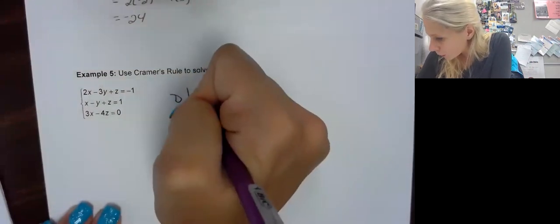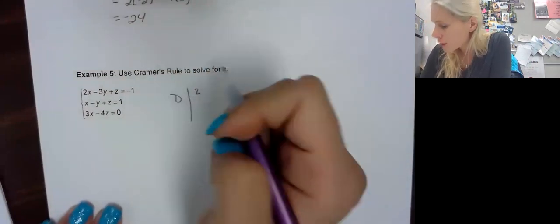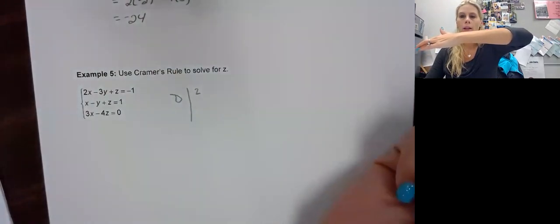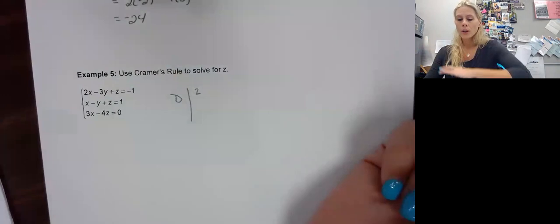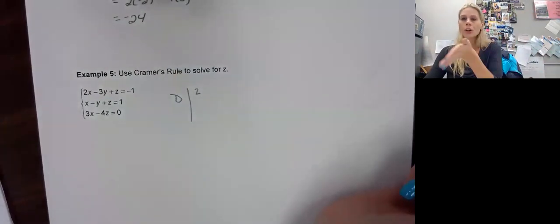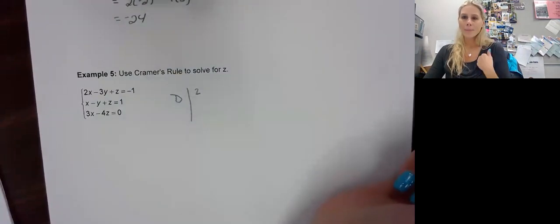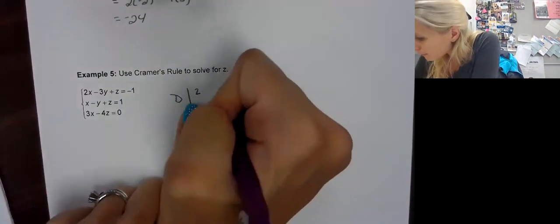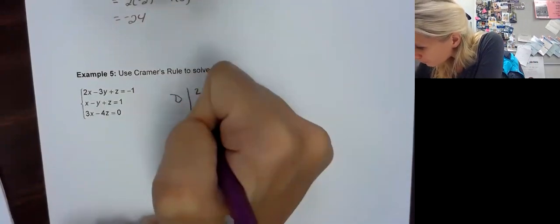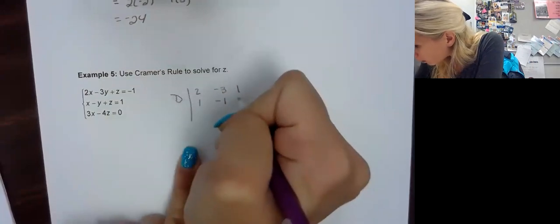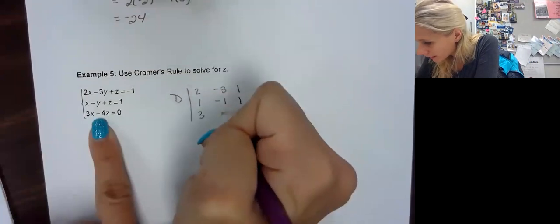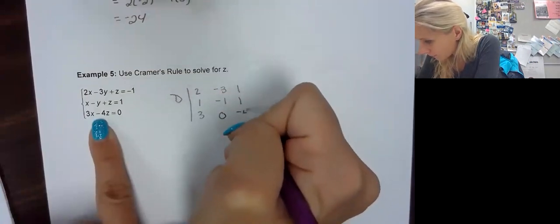Now with this, you have to choose. Are you going to do it where you pick a row and then you summarize all the cofactors and things like that? Or are you going to do the diagonal? That's going to be up to you. Okay, so let me write this down. 2, -3, 1, 1, -1, 1. Be careful here. 3, 0, -4.